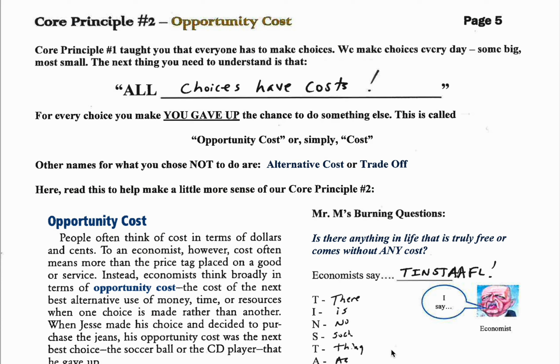7th graders, this is Mr. M again, and I'm here to just review the opportunity cost lesson that we had last week. This is core principle number 2. For every choice that we make, all choices have costs.